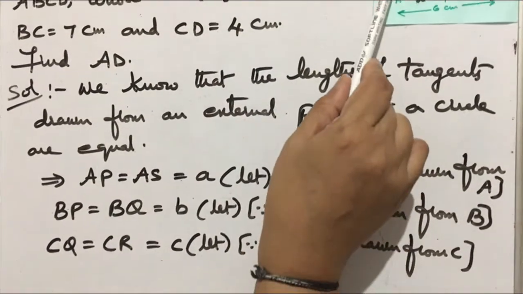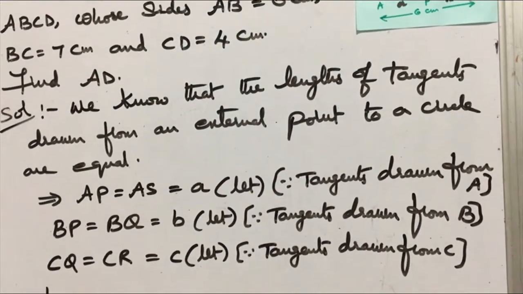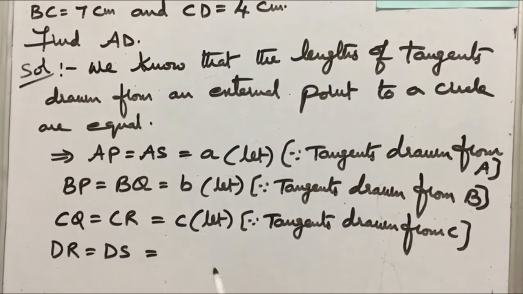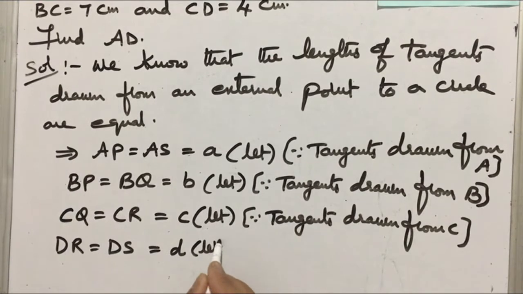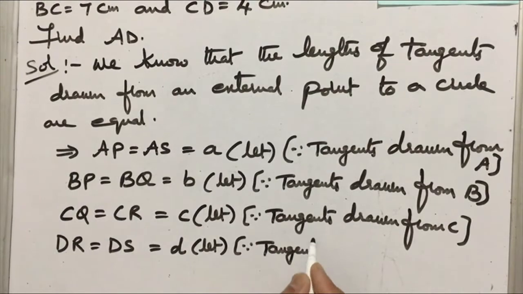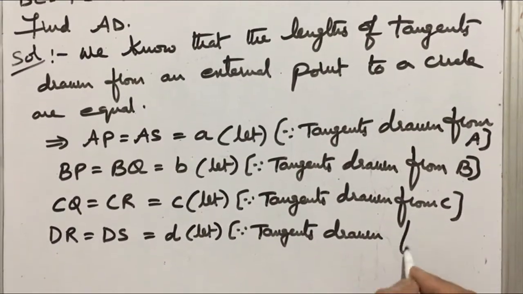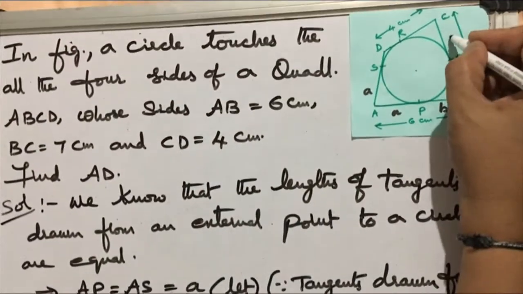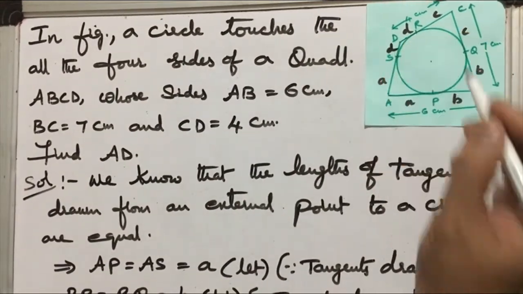And coming to letter D, here DR is equal to DS. The same thing you write. DR is equal to DS. I am mentioning it with the small letter d. The reason is they are the tangents drawn from D. Here also mention this is small c, and here this is small d, here also small d.